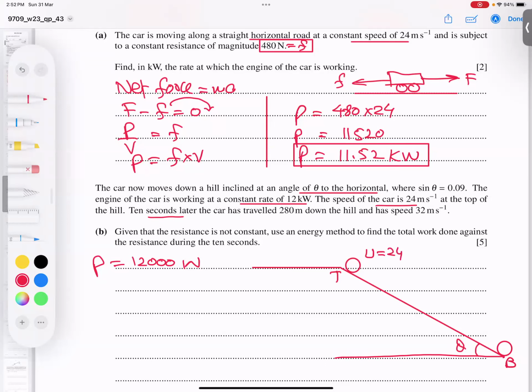And speed at this moment, I can say VT. I count it because we do not care about U and V, VT. And VB, what is the velocity at the B? It is 32, clearly mentioned here. And how much time will it take to travel downward? It will take 10 seconds, and the distance, I think, is mentioned as 280 meters.